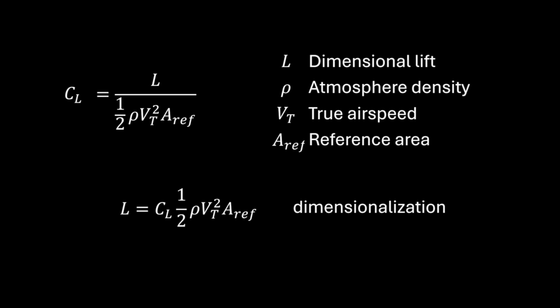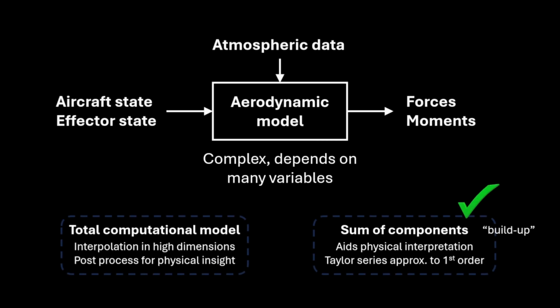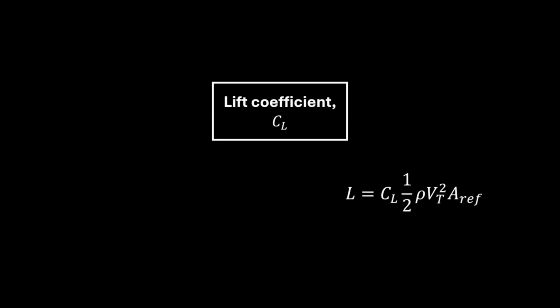With this in mind, we can now be more specific about the inputs and outputs of the lift portion of the aerodynamic model. The state inputs are true airspeed, angle of attack, and elevator angle. The atmosphere inputs are speed of sound, denoted c, and used for Mach number computation, and air density. And there's a parameter input, the reference area. The output is dimensional lift.